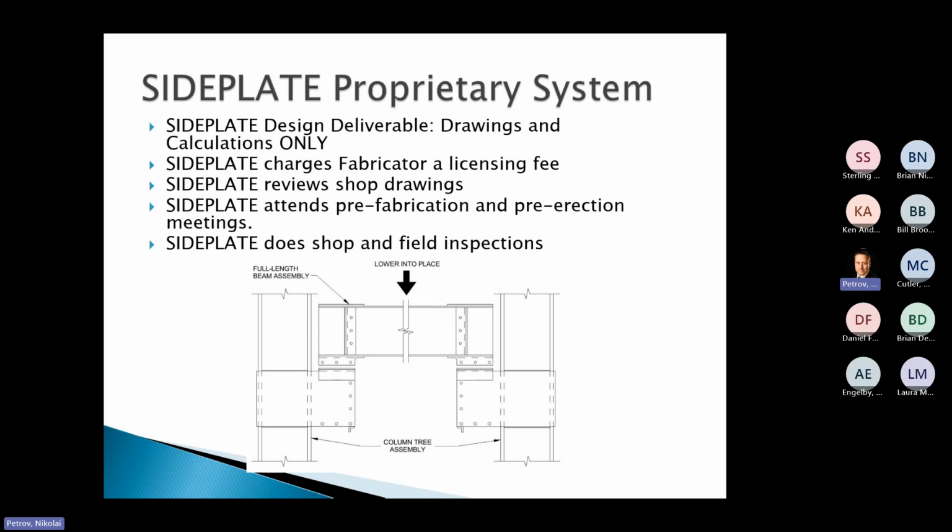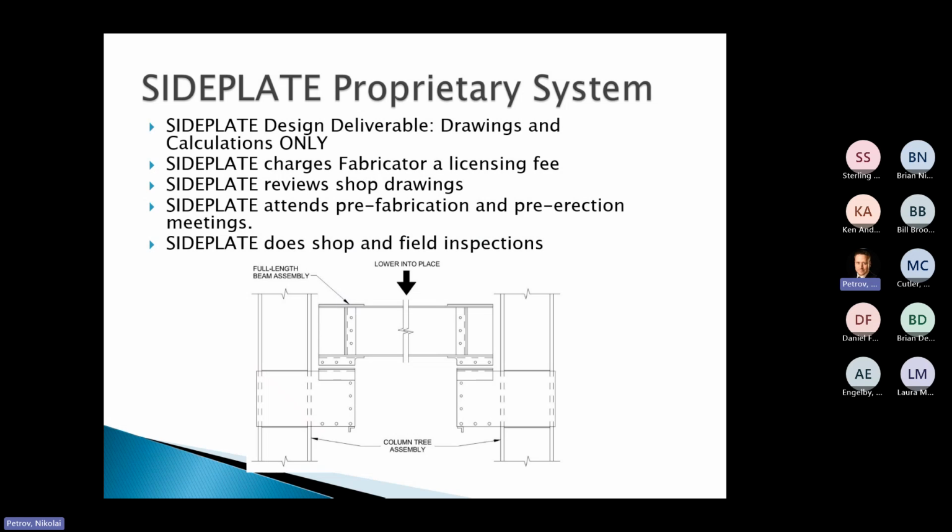And then every single component of the SidePlate system is fabricated by any normal, regular steel fabricator. It's detailed by the same detailer that would otherwise be doing your project. It's fabricated by the same shop. It's just made up of plate and angle and bolt and other regular types of materials that you would find. There's no proprietary product. So the way that it works is they provide drawings and calculations.